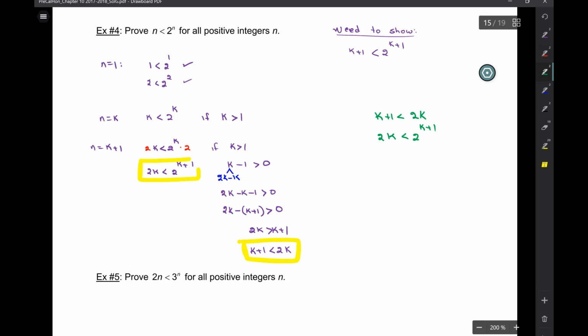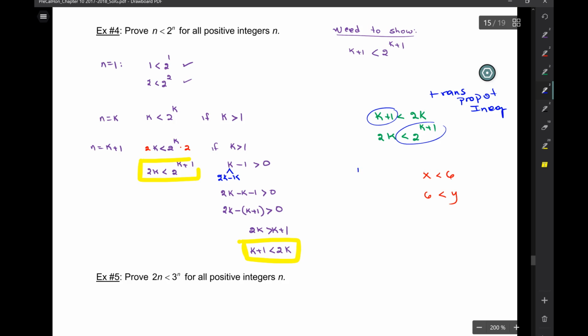So take a look. If x is less than 6, and I know 6 is less than y, what do I know about x and y? x is less than y. So from here, this is called the transitive property of inequality. So k plus 1 is less than 2 to the k plus 1. All right? So again, QED.